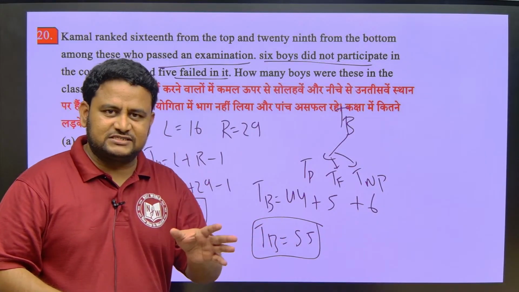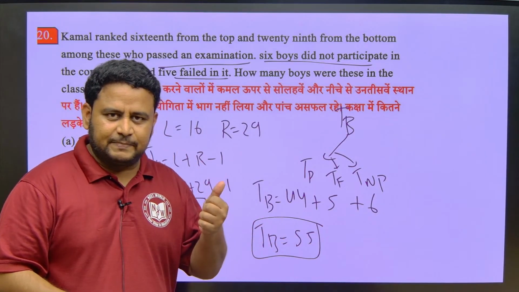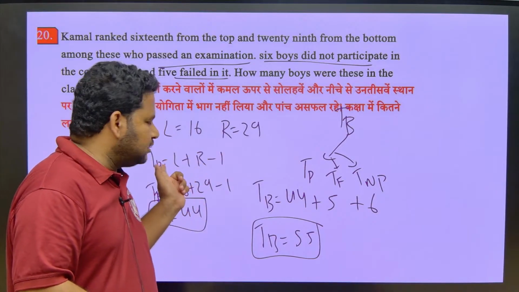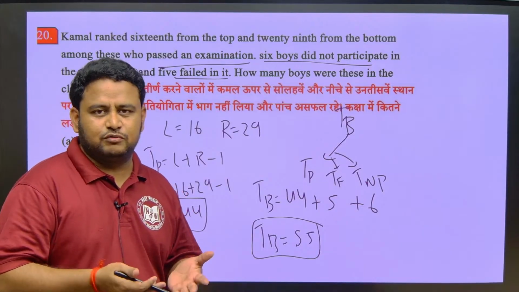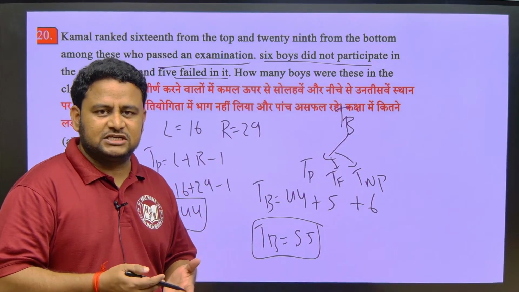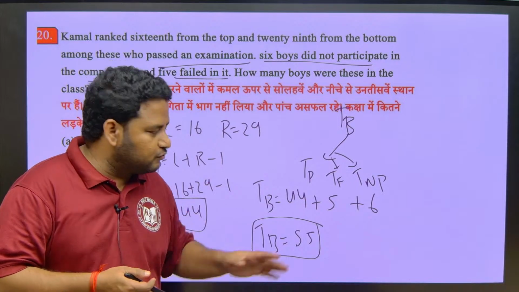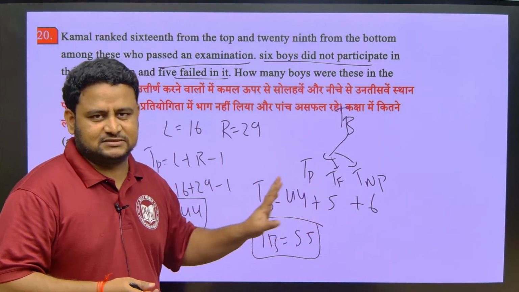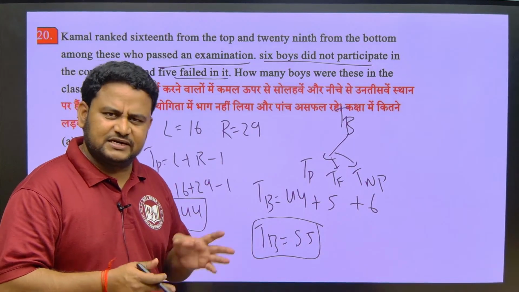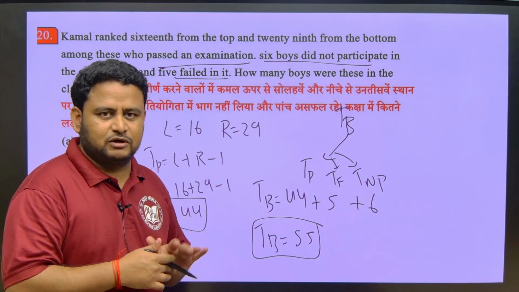Those who wrote the examination means you have to include passed. To get the passed persons, they are using total P is equal to L plus R minus 1. And who did not pass, that is who failed, they have given it as 5, and who did not participate, they have given it as 6. So total boys will be, you have to add each of them, that is 44 plus 5 plus 6. That is the trick in this question. Apart from that, it's a simple concept. Same concept we are using here.